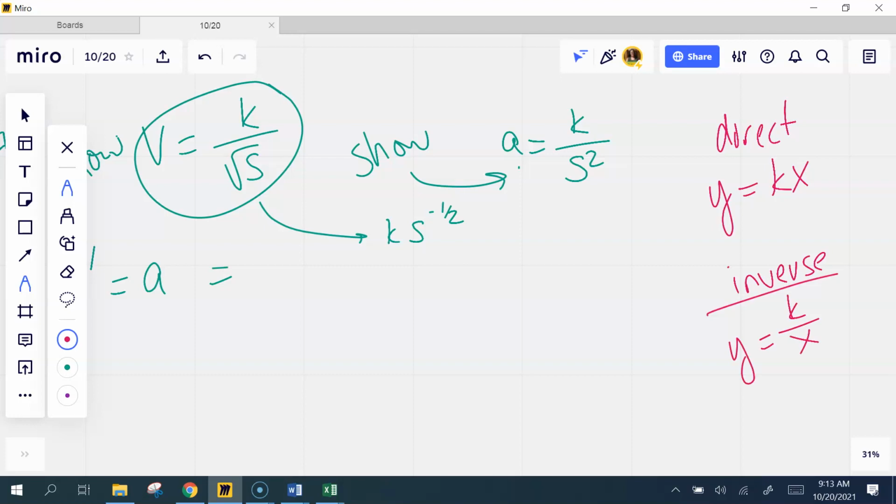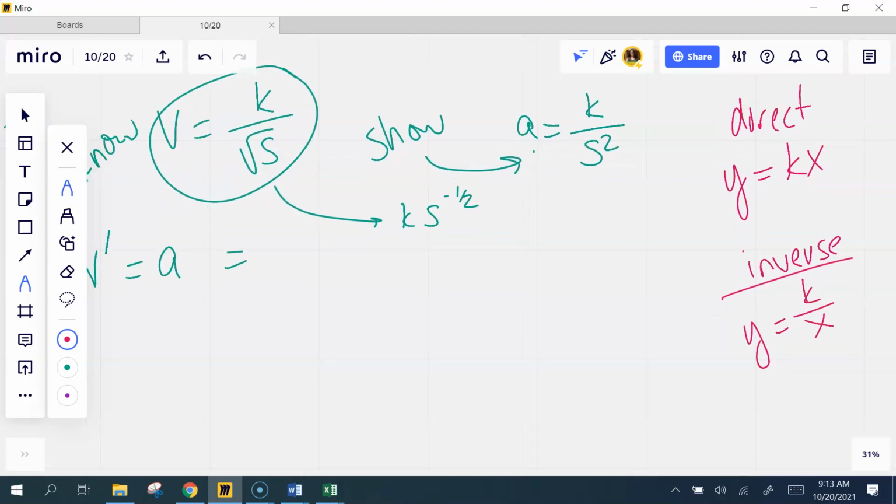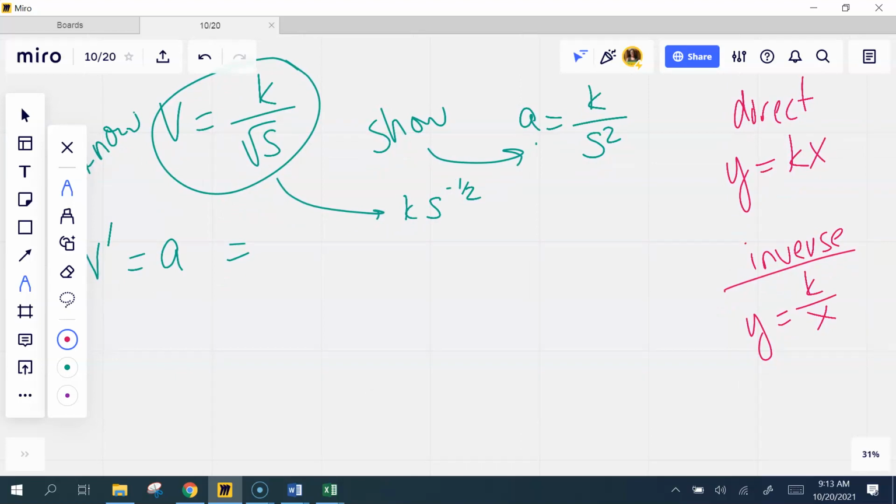Can I write that down? Yes. Say that again. Yes. Well, yeah, yes, because it's in the bottom.